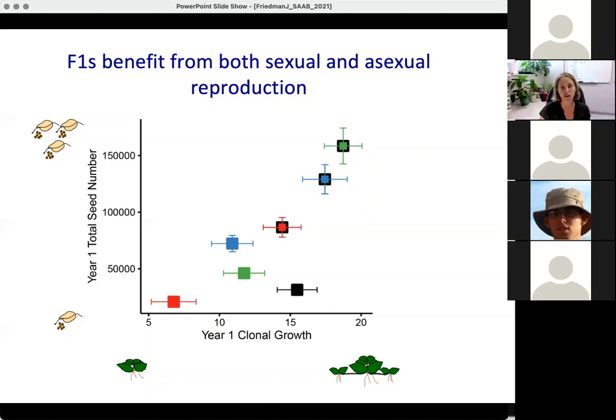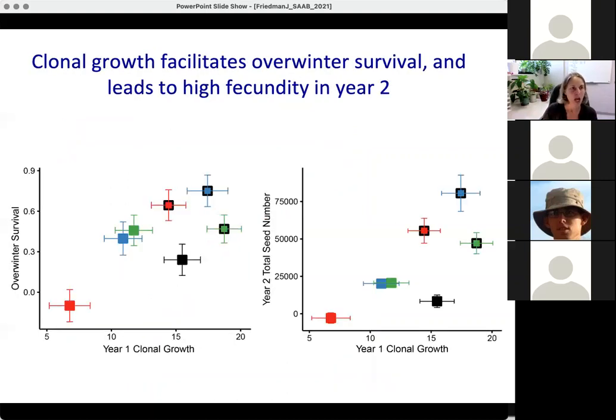Now, because we see this in the F1s, it's probably because we've recombined alleles that don't actually exist in nature. And so this suggests that you can actually do both, but selection over time doesn't select for that phenotype. So let's look at our F4s, all of those recombined individuals, not just F1s. Oh, sorry, I got one slide ahead of myself.